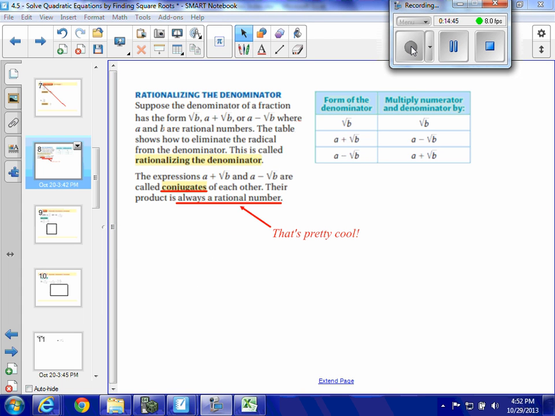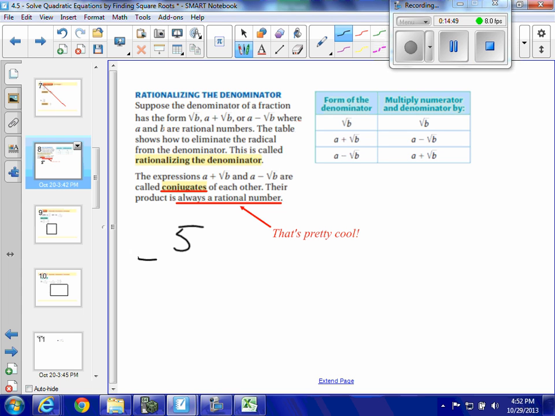But let's say my denominator is a little bit more complicated. So I have 5 as my numerator, and I have 1 plus radical 2 as my denominator. So I have a sum in my denominator, a sum or a difference. Not a product. This is an addition sign. It is not a multiplication sign.